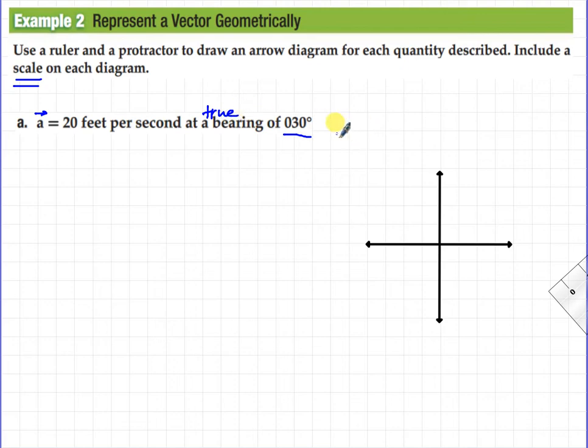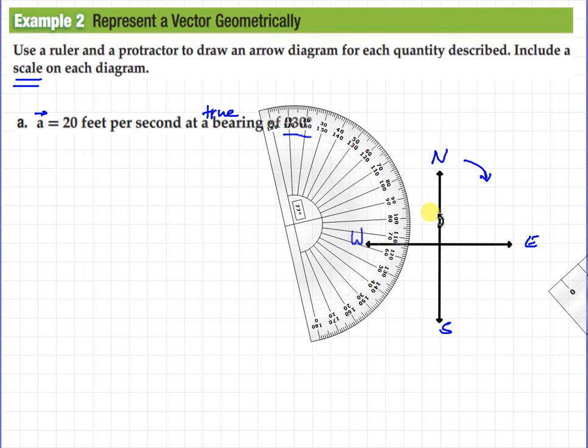So I'm measuring it from north. This is north, this is east. Never eat shredded wheat. Okay, so I have to go from north clockwise 30 degrees. So I get my protractor and I put the 0 on the north.